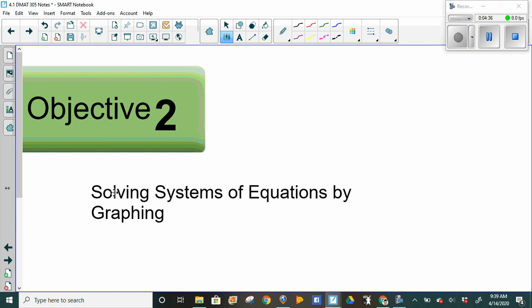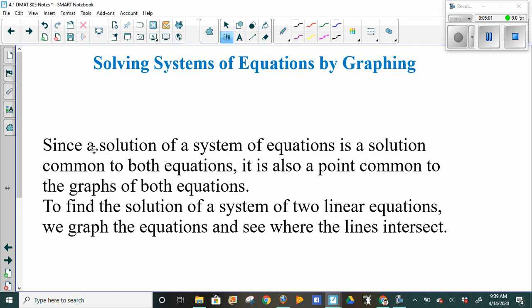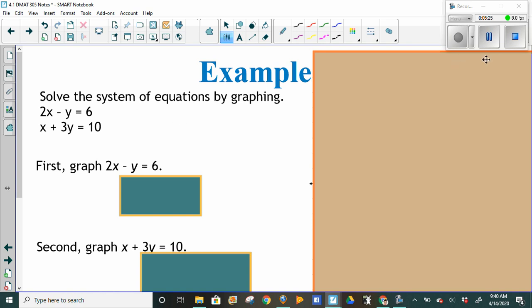All right, so now we're going to graph them. So in order to graph them, they have to be in the form y equals mx plus b. Remember, m is for mountains, and mountains have slope. And b is the number that's by itself. That's your y-intercept, and it's where you begin when you're graphing. So solving a system of equations by graphing. Since a solution of a system of equations is a solution common to both equations, it is the point common to the graphs of both equations. So to find the solution of a system of two linear equations, we graph the equations and see where the lines intersect. So it says solve the system of equations by graphing.